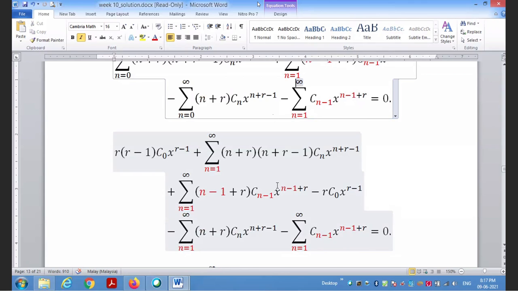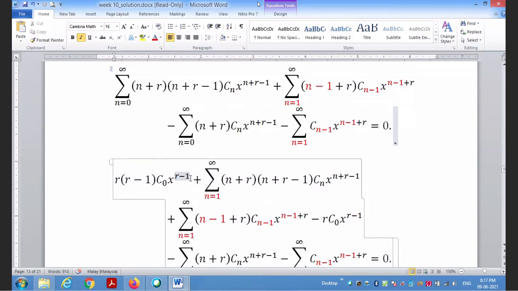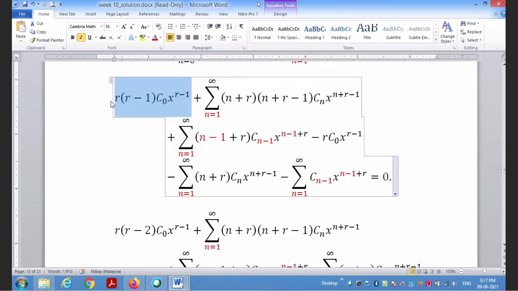Now when you refer to the summations, all the terms start with the same power and the same index. The next step, you group these two together without the summations. This and this you group together. So this one is r squared minus r, c naught, x to the r minus 1. So you can combine this: r squared minus r, and then this one is minus r also. So that's why you have r squared minus 2r, or r times r minus 2.